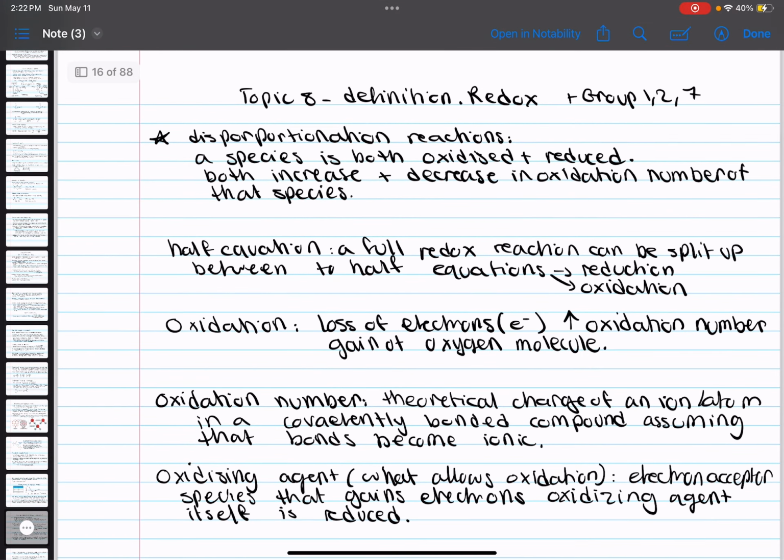And then we have topic 8. So it's redox, groups 1, 2, and 7. We have disproportionation reactions, in which a species is both oxidized and reduced, so there is both an increase and a decrease in the oxidation number of that species. And then we have half equations, which make up a full redox reaction.